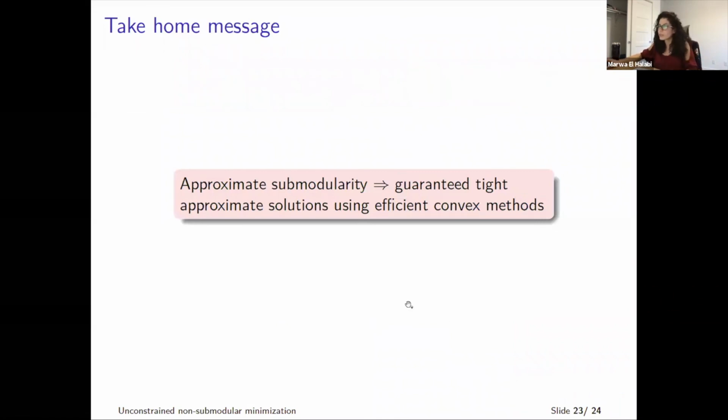Just as a conclusion, in this work we try to show that if you have a set function minimization problem, you could still have some properties such as approximate submodularity that allow you to obtain approximate optimal solutions with some guarantees on how far you are from the optimal solution, using simple methods like efficient convex minimization algorithms. Thank you.